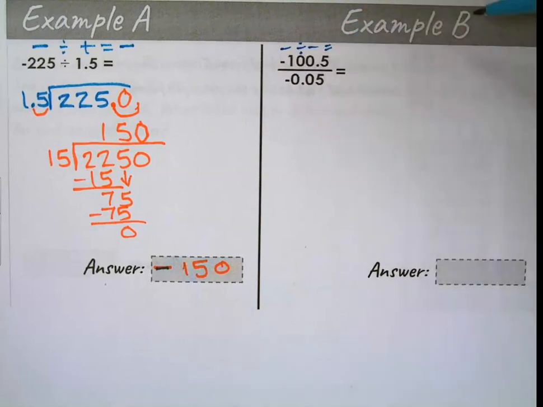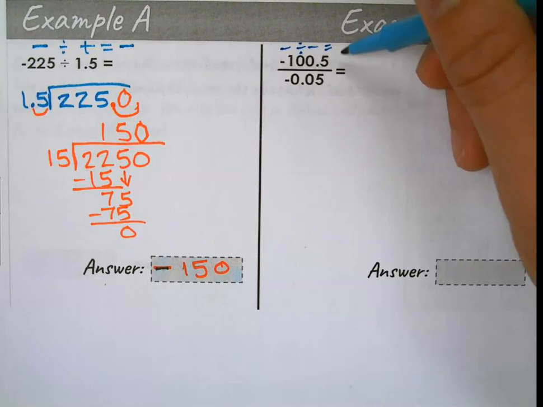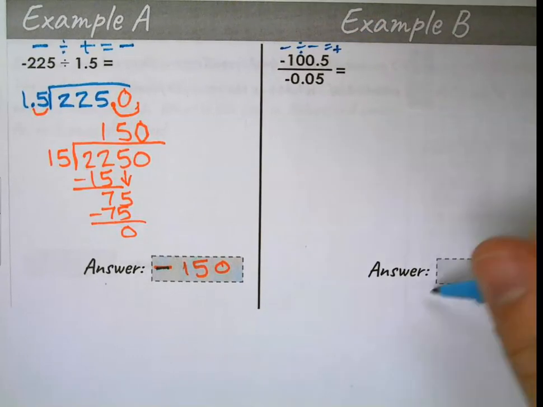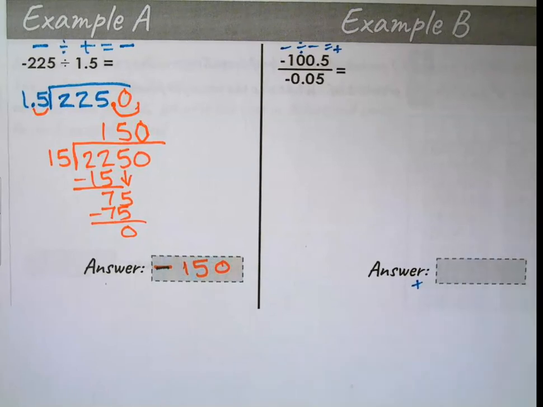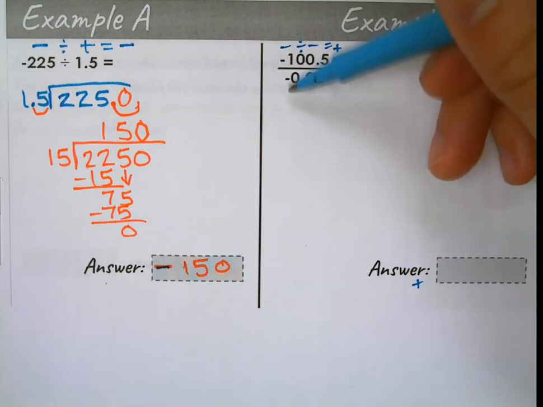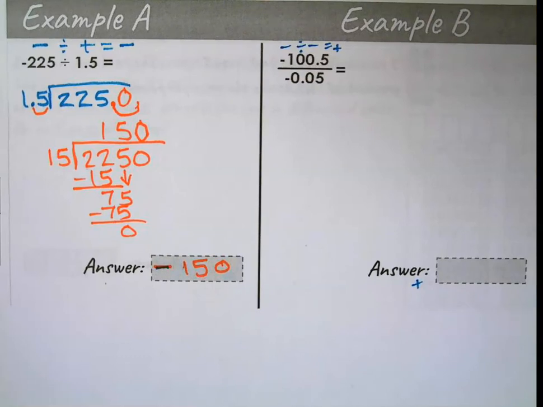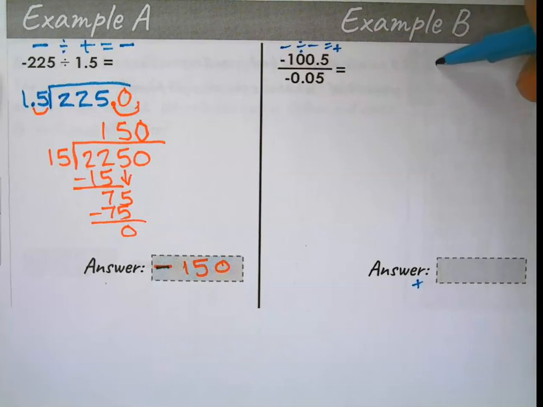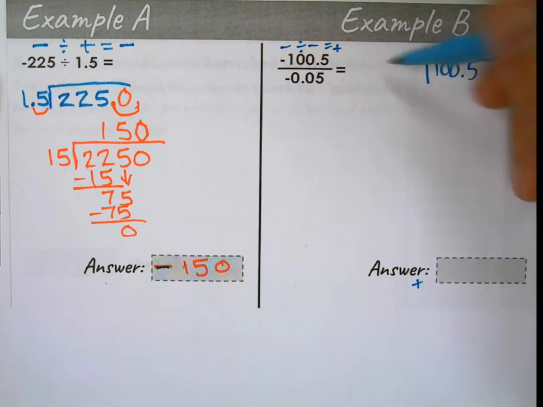If the signs are the same, your answer is always positive. So since my answer is positive, I don't have to write a negative sign in there, and really, I don't even have to pay attention to these negatives anymore at all, because it's just going to be a positive answer. Okay, so let's set this up. Top in, bottom out, I have 100.5 divided by 0.05.